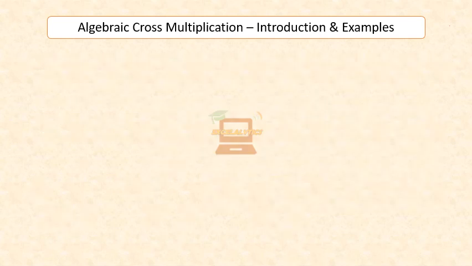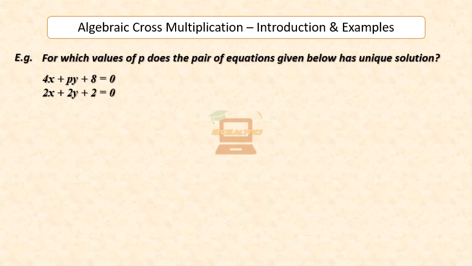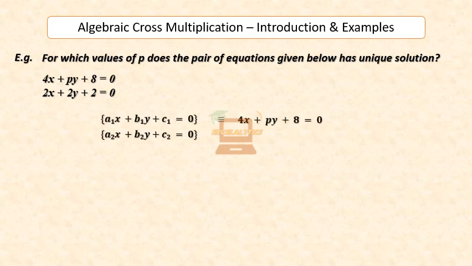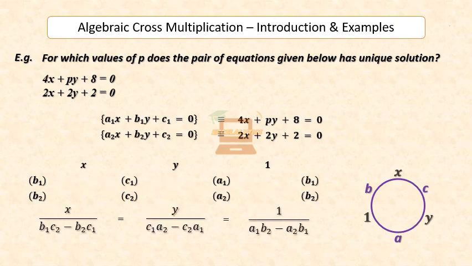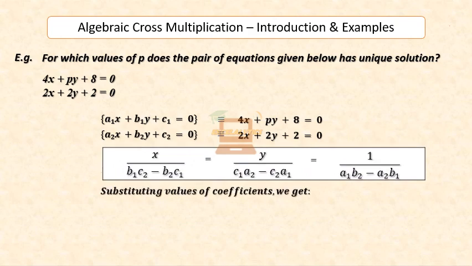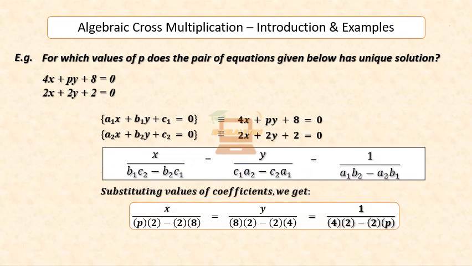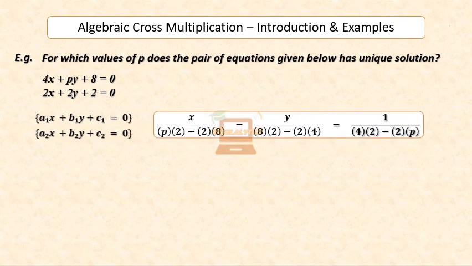Now, let us consider a second example: for which values of p does the pair of equations given below have a unique solution? Let us now see the solution. Comparing with the standard form of equations, that is, a times x plus b times y plus c equals 0, we get the values of the coefficients a1, a2, b1, b2, c1 and c2. Now, we are ready to apply the algebraic cross-multiplication method. Substituting the values, we get the following equation. On simplifying, we get the following equation.